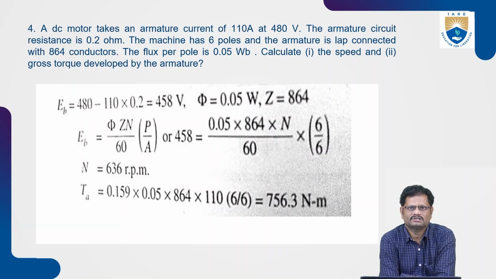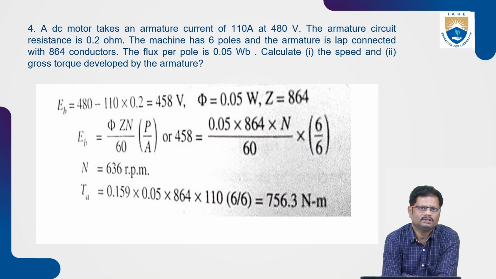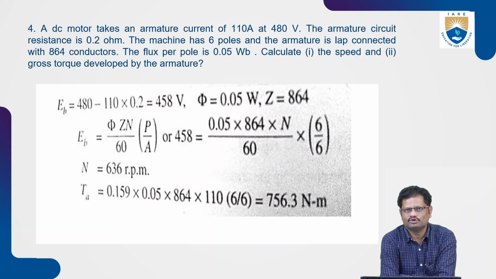A DC motor takes an armature current of 110 amps at 480 volts. The armature circuit resistance is given as 0.2 ohms. The machine has 6 poles and the armature is lap connected with 864 conductors. The flux per pole is 0.05 webers. Calculate first the speed and second the gross torque developed by the armature.